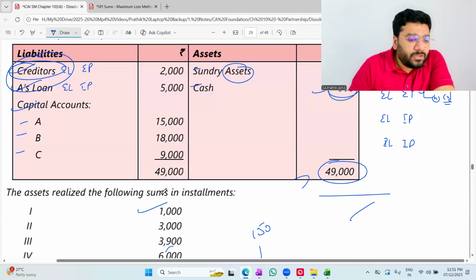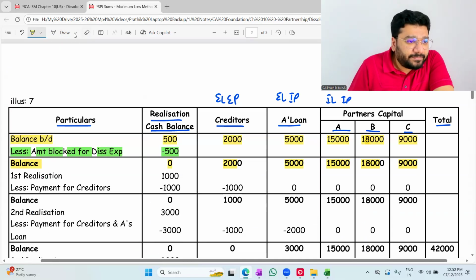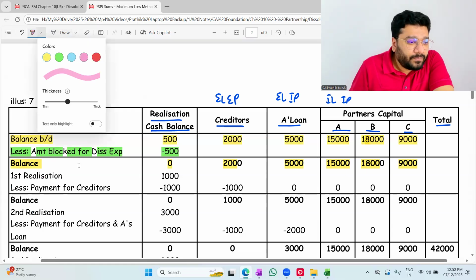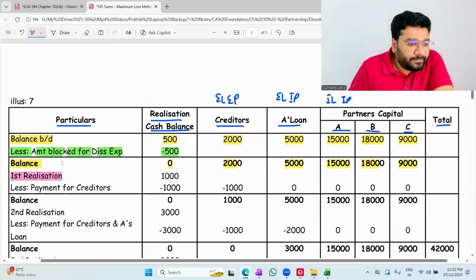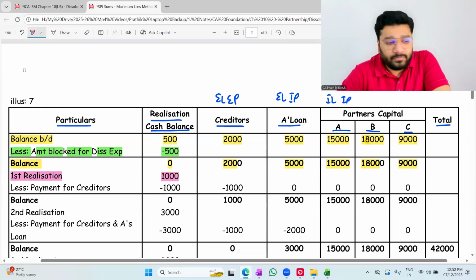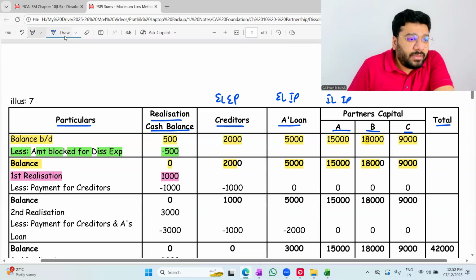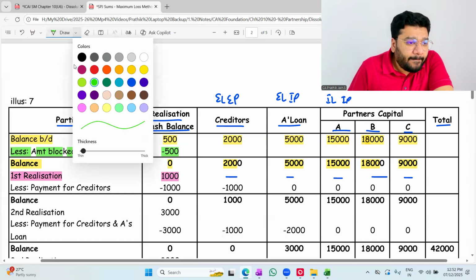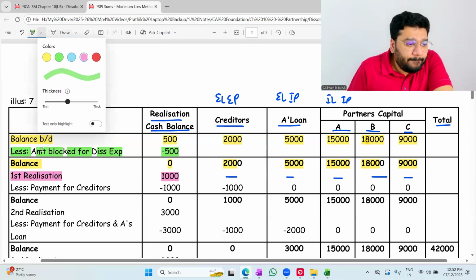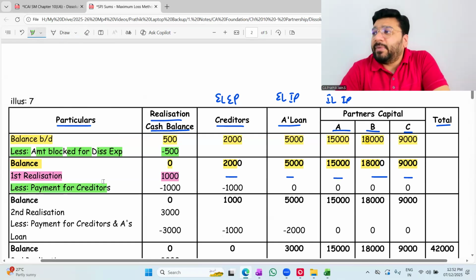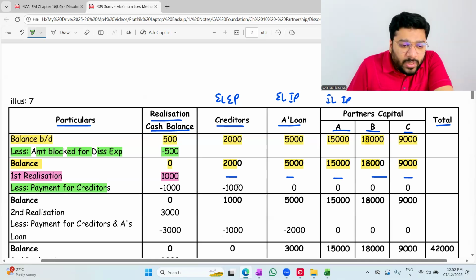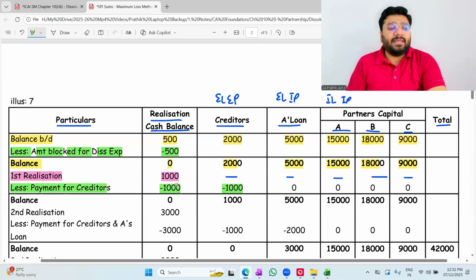Yes. 1,000 rupees realized. So first realization, people, 1,000 rupees. Any problem? Nothing will come in your other columns. Next is, less payment to creditor. Now, 1,000 rupees, to whom will you make the first payment? External liability, external person, creditor. 1,000 paid to him. Whatever I had, everything I paid.